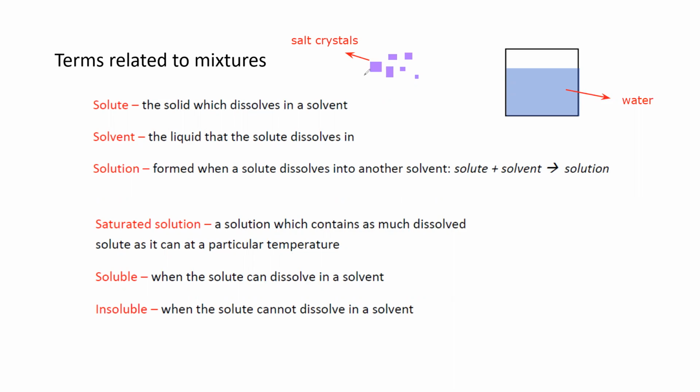So salt crystal, the solid which dissolves in a solvent, what do we call that solid? We call that a solute. And the water, or any liquid which we use, the liquid that the solute dissolves in, is known as the solvent. When we mix the solute with solvent, for example, we add these crystals to water and mix them together, we call that a solution. So a solution is formed when a solute dissolves in a solvent. And there are different types of solution.